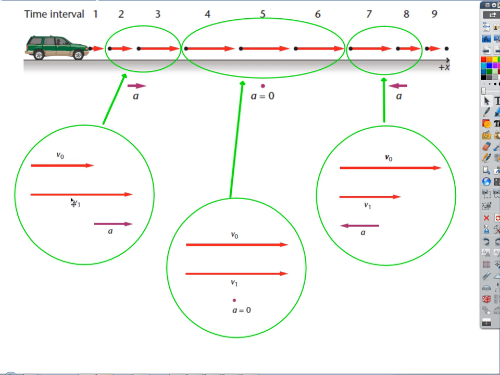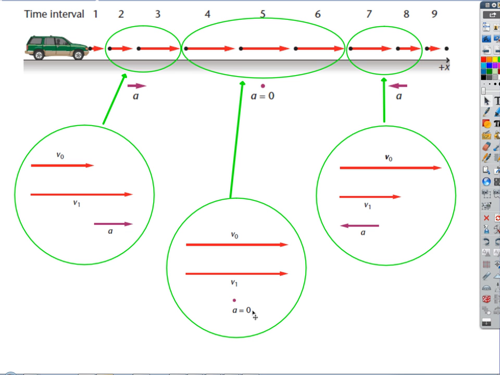Agreed? Okay, what about in the middle? Right in here, what do you notice about all three of those vectors? They're the same size. So is the velocity changing from second to second? It's not. And so the initial velocity and the final velocity vectors would be the same, right? And so how much of a difference is there? None. So the acceleration is 0, right? Make sense? What about over here?